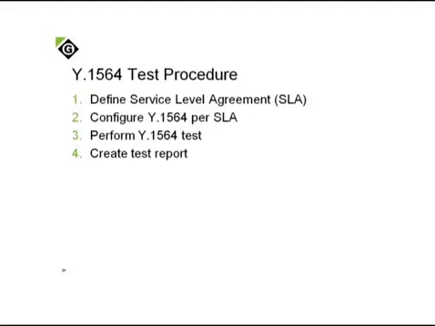So the Y.1564 test procedure has basically four steps to follow. First, we have to define our service level agreements. If you're a communication service provider, they have well-defined service level agreements. You're buying a pipe that is a certain size and has a certain service level agreement, latency and jitter.